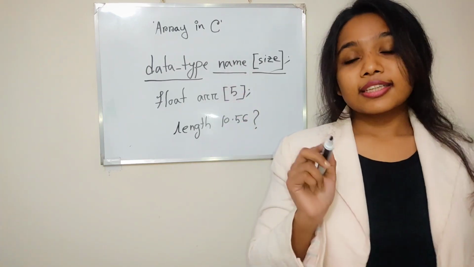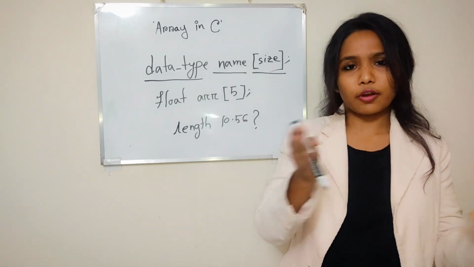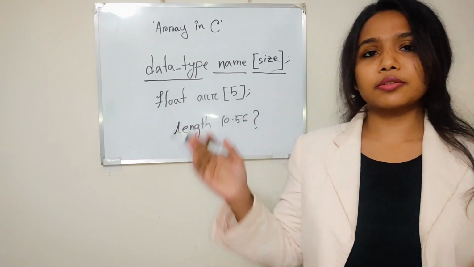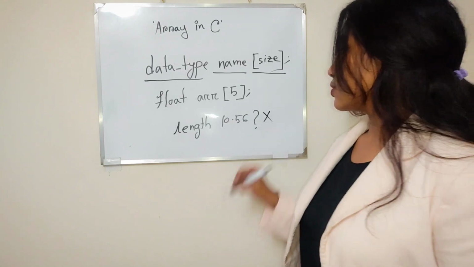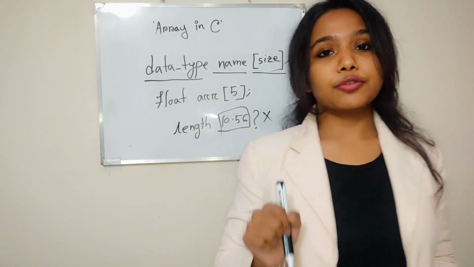What did I say? I said that arrays are like trains. Now does a train have a half compartment? No, it doesn't. The compartment will have to be a full compartment. It will have to be an integer value. So this is not right. No, the length cannot be a float value or a double value. It will only have to be an integer.